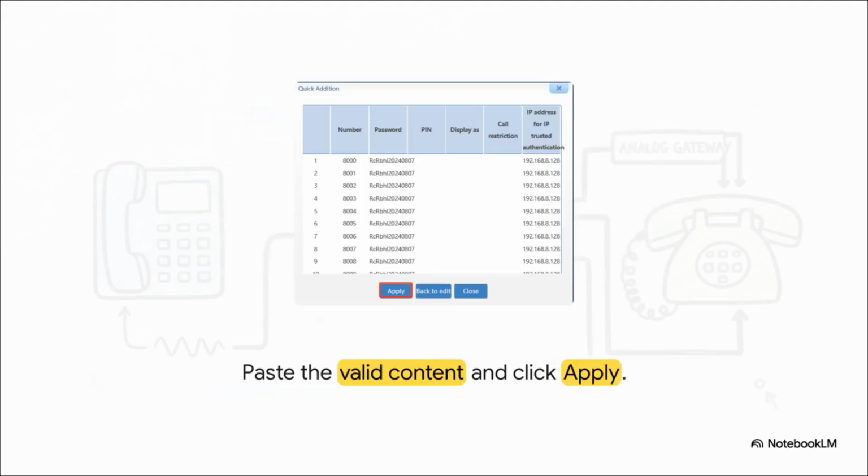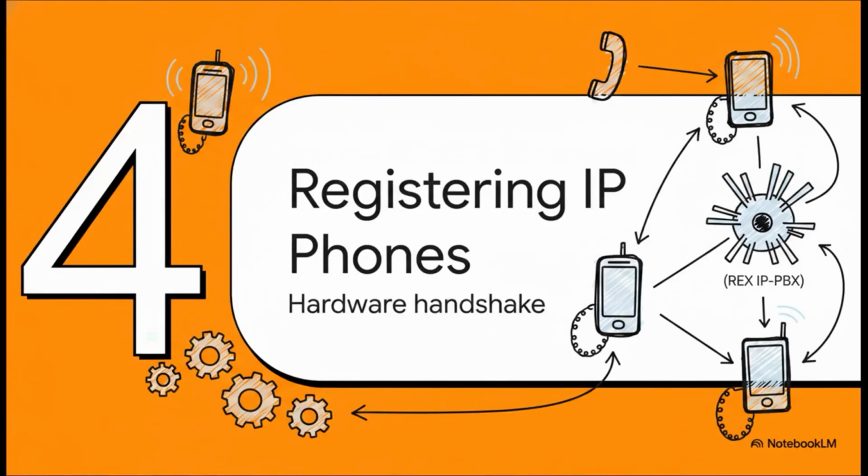Once your spreadsheet is absolutely perfect, you just highlight the rows, make sure to skip the title header though, copy them, and paste that data straight into the text area of the Quick Addition window. The system parses it in real time and builds a nice clean table out of it. You just hit that blue apply button at the bottom, and just like that, all those extensions are pushed directly to the PBX. They are primed and waiting for their hardware counterparts. Which brings us to Section 4, Registering IP Phones.